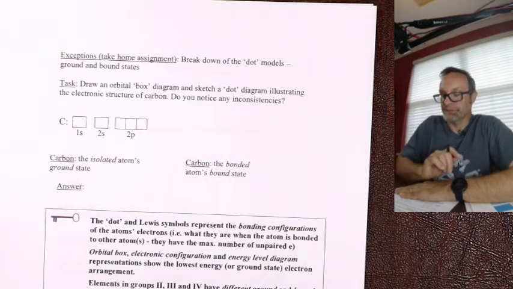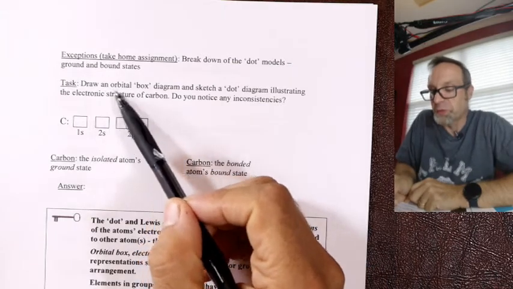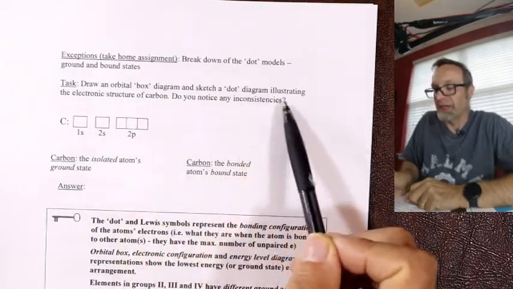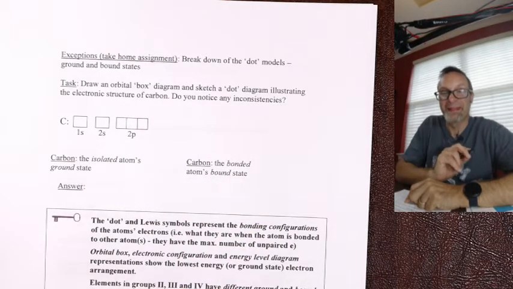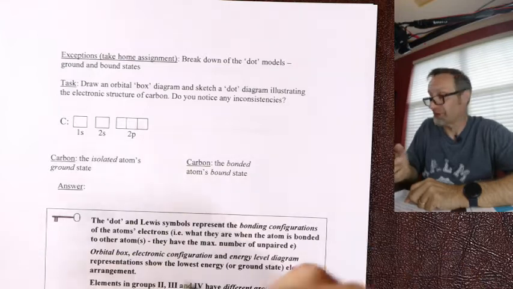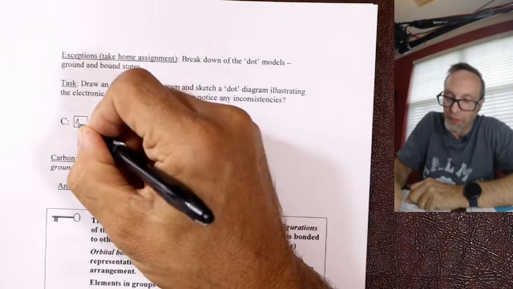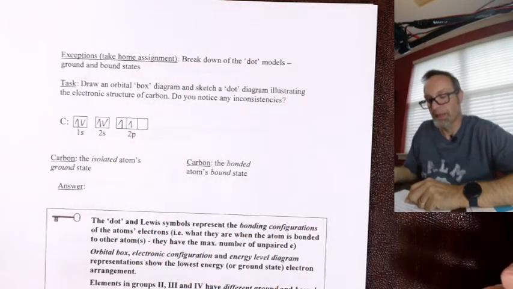All right. So what I want you guys to do, if you want to think about it, so draw an orbital box diagram and sketch the dot diagram for carbon. Okay, so for carbon, right? So let's do the box diagram first. So it's got 6 electrons, it's carbon number 6, right? So 1, 2, 3, 4, 5, 6.